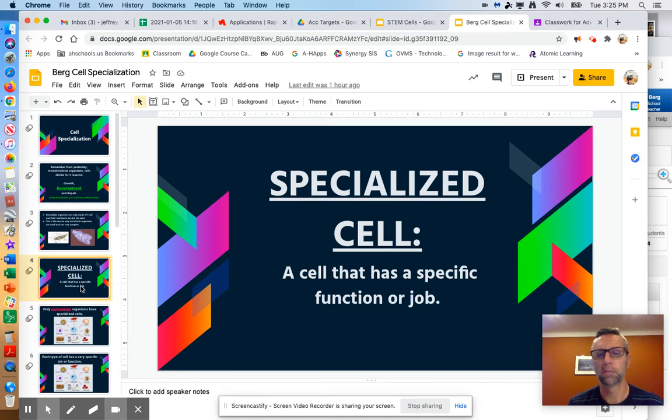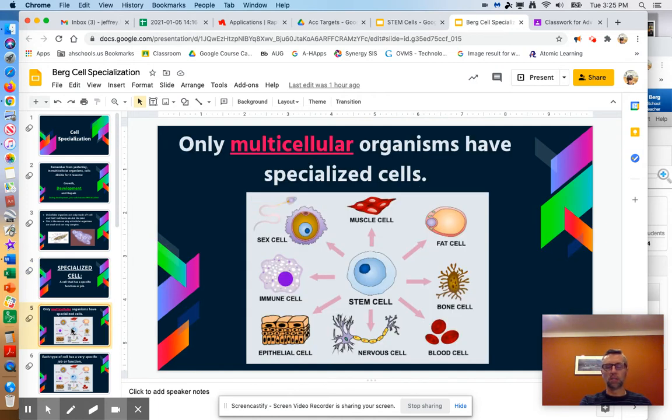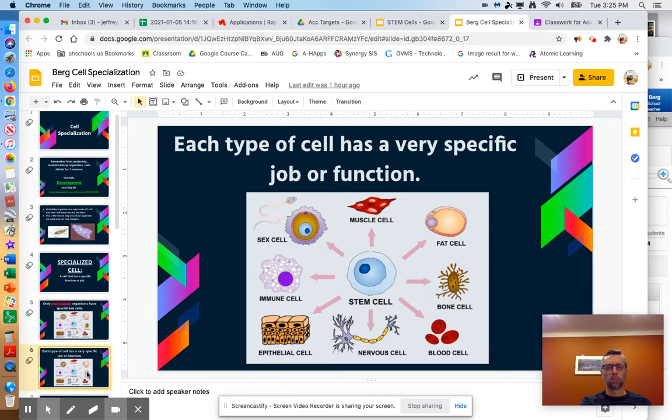So, a specialized cell, by definition, is a cell that has a specific job in a multicellular organism. Now, there's lots of different jobs that they can have. We talked about this a little bit yesterday. Each type of cell in a multicellular organism has a specific job or function, unless you haven't been assigned one yet, in which case you're a stem cell.